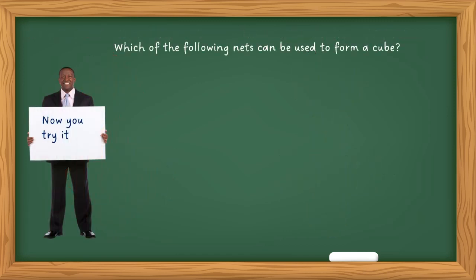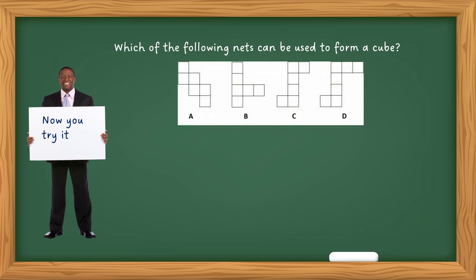So now you try it. Which of the following nets can be used to form a cube? Take your time, pause the video and see if you can get the correct answer. Just remember, you have four sides, a lid and a base. So how did you do? A will certainly form a cube, and so will C. If you've got A and C, well done. If you look at the other two, they've got two lids on one side. Where's the base? You've got two lids on that side and a base, so you've got too many in that case.